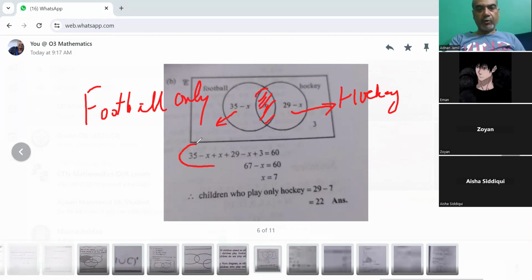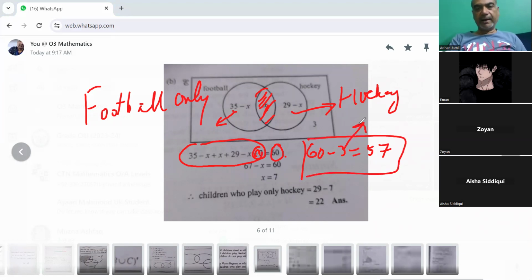So if I add all the things together, 35 minus X plus 29 minus X plus X equals 60. They have added plus 3 over here, but generally what I do is write down 60 minus 3, which equals 57. Why is 3 subtracted? Because they are not playing any game, not involved in any activity. So out of the total, we subtract 3. When you solve this equation, you will get x equals 7.